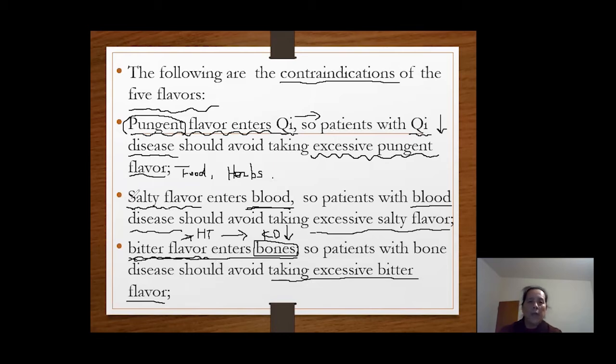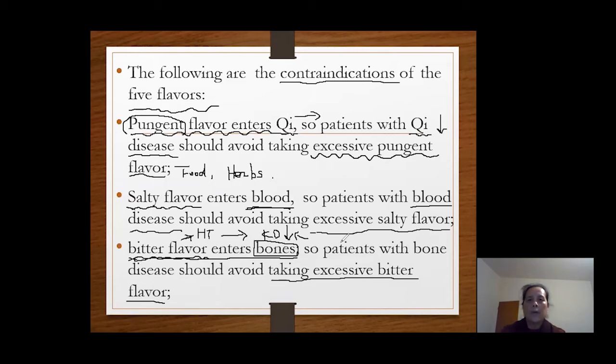So why don't they directly talk about salty flavor going to the kidney? Why don't they directly talk about salty flavor here? I think basically in the Huang Di Nei Jing, they just put things there. They didn't give explanations. Certainly, I read a lot of books, and some other TCM practitioners try to give explanations. And by my experience, I try to give you some explanations.